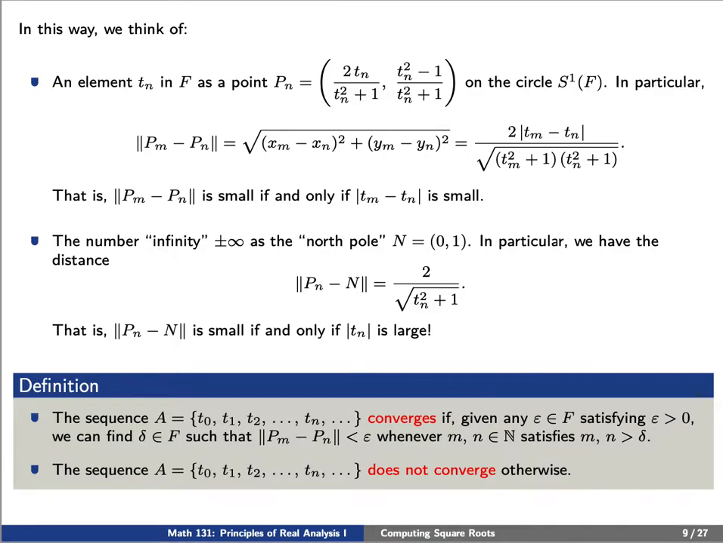We'll say that a sequence t0, t1, t2, and so on converges if given any positive epsilon, we can find a delta such that the distance between p sub m and p sub n is less than epsilon whenever m and n natural numbers are greater than delta. We'll come back and discuss this a bit later in our future lessons. Otherwise, we'll say that our sequence does not converge.